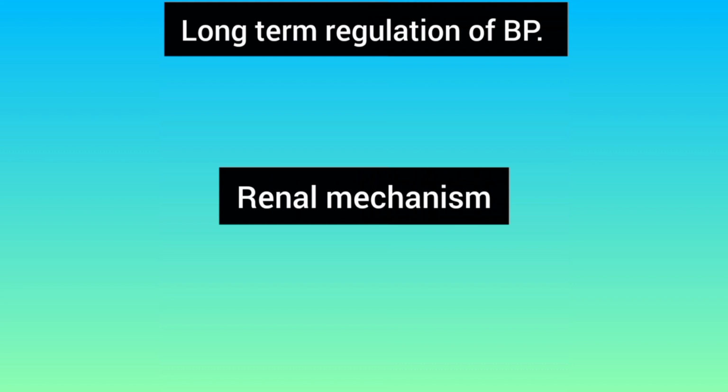The kidney plays an important role in the long-term regulation of the blood pressure. That is, when there is an altered pressure, the nervous mechanism gets adapted to the altered pressure, losing its sensitivity. So the nervous mechanism fails, where the renal mechanism plays a major role in the regulation of the blood pressure.